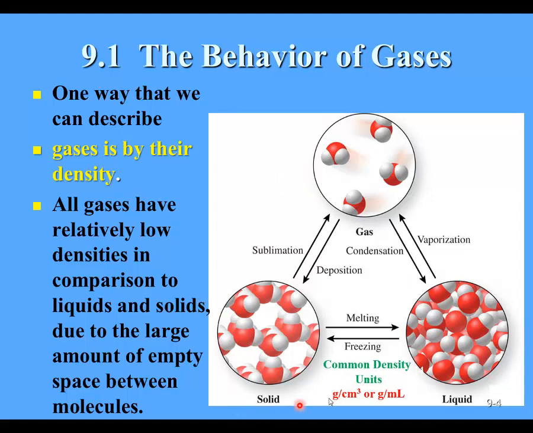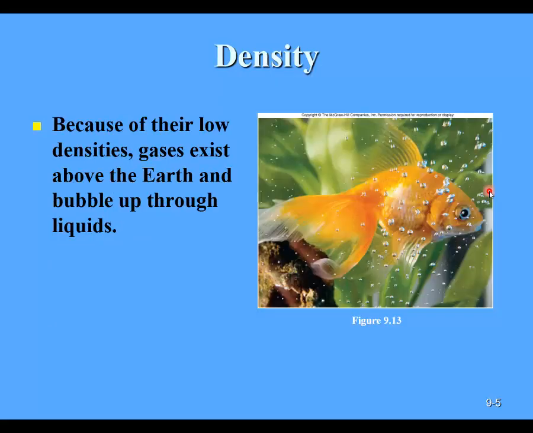So my common units for density for solids and liquids, I usually report as grams per centimeter cubed or grams per milliliter, and for my gases it's usually density units of grams per liter. So be careful that you always match your units if you're doing conversions with gases, and remember you have units of liters. Now if we consider gases, we know their density is quite low.